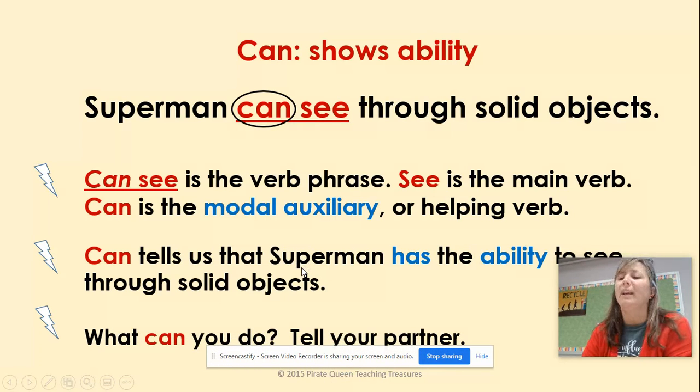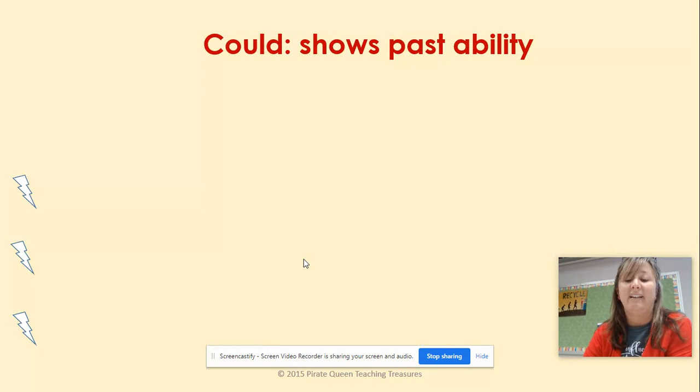So think of something, what can you do? And you can just think in your head. You don't have to tell a partner. Just think it in your head, or you can say it out loud.